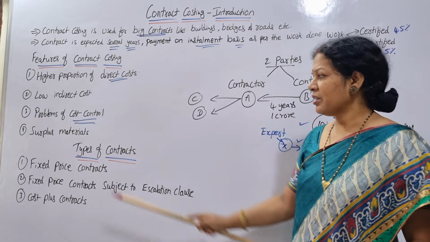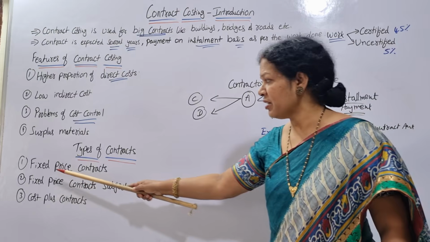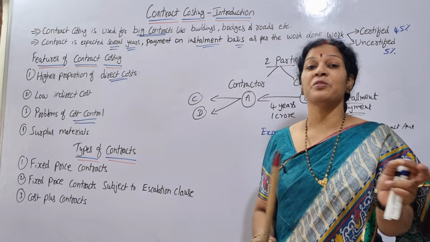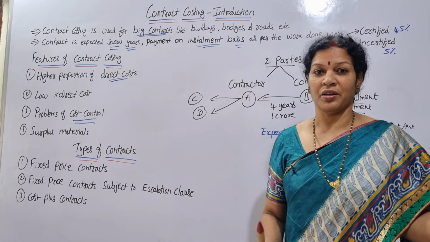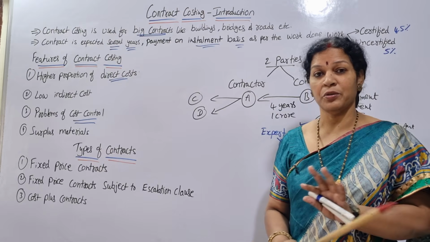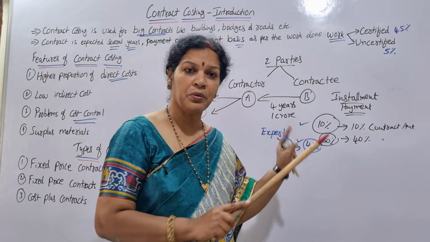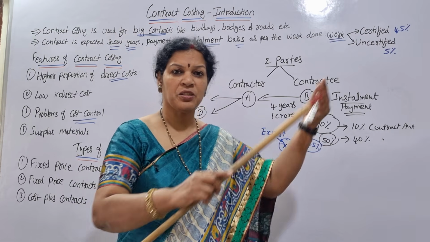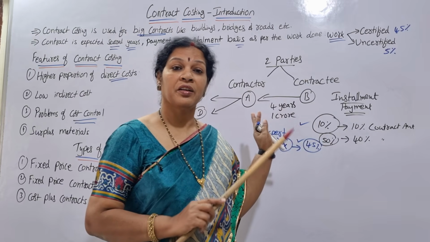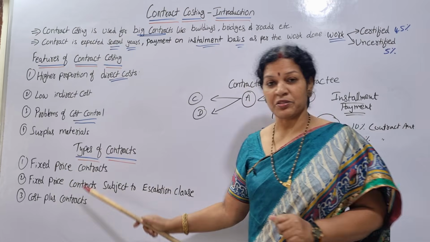Now let us see the types of contracts. Mainly you will find 3 contracts. One is the fixed price contract. Fixed price contract means the contract price is fixed, no change at all. Once it is decided by the contractor and contractee, no change at all. They have decided 1 crore, 4 years contract, 1 crore. That's all. The prices may increase or decrease, that is immaterial for the contractor and contractee. That will always be constant. Fixed. Okay, fixed price contract.